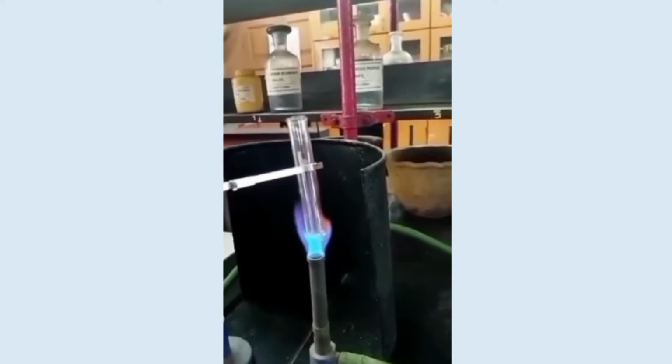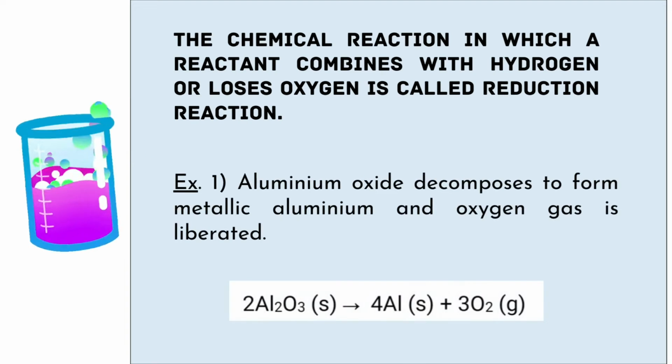As you can see, a white powder forms on the sides of the test tube. This white powder is zinc oxide, and therefore, here, zinc undergoes oxidation to form zinc oxide. Now, we move on to reduction, exactly opposite to oxidation.